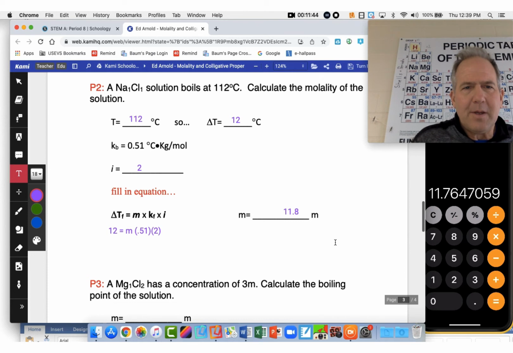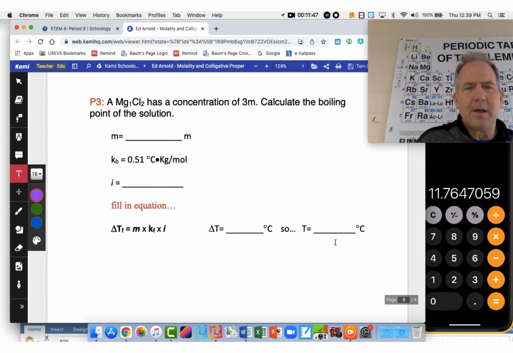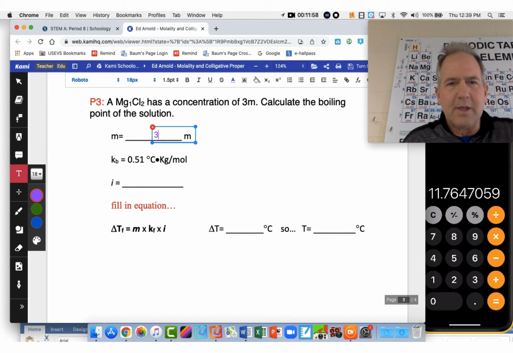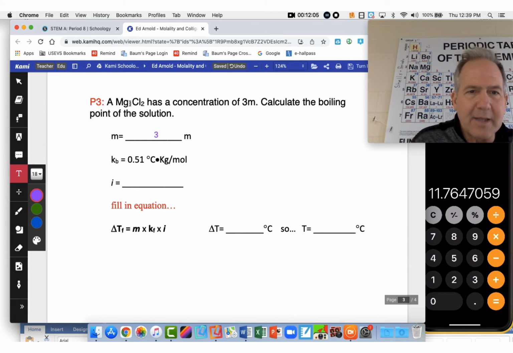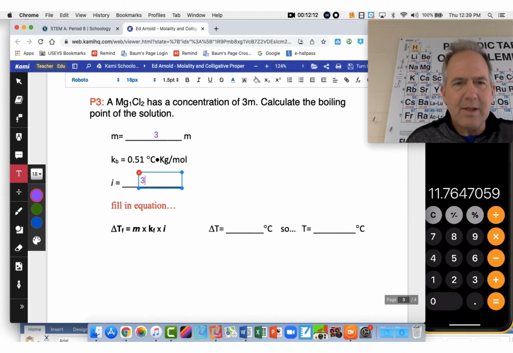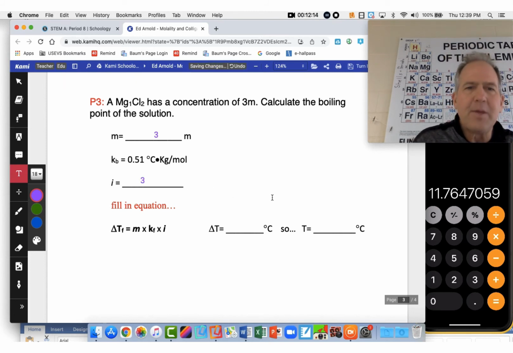Next. Okay, this time we have a MgCl2 solution. It has a concentration of 3m, so let's put that 3 right there where it belongs. See what we're doing there? Calculate the boiling point of the solution. Well, the next thing we're missing is i's. MgCl2: 1, 2, 3. We have 3 ions. I'm just counting those up. That's it. Now, put the things in the right spot.